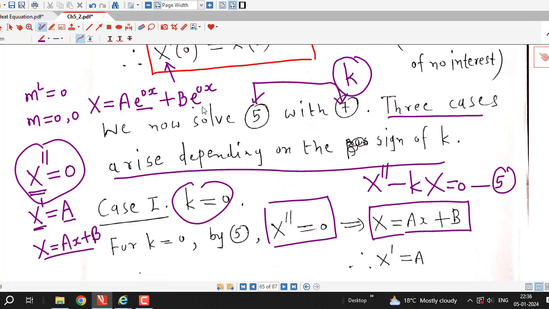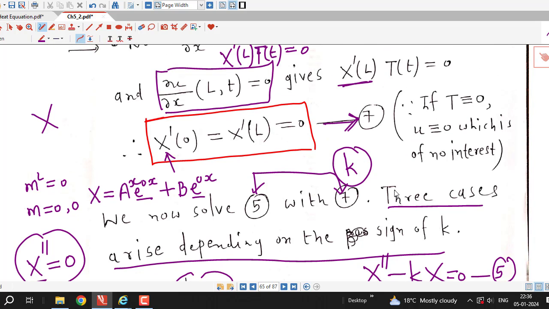But these two are same, so we multiply one function by small x, and e raised to 0x is 1. Therefore x equal to ax plus b. Now we have to find out particular solution of 5 satisfying these two conditions. So conditions are, first derivative of x is 0 at both the endpoints.